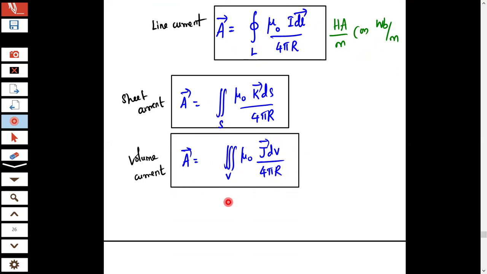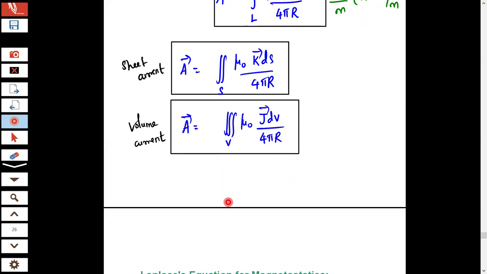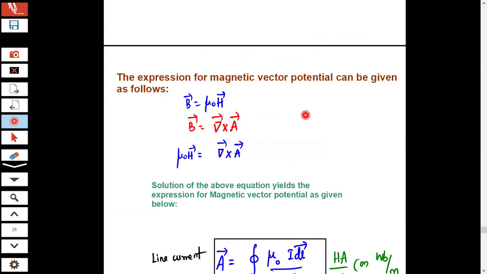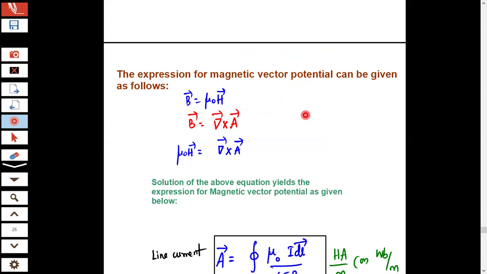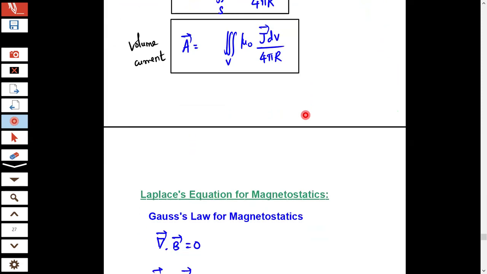So these are the definitions for scalar and vector magnetic potentials, where scalar magnetic potential is true or valid only if current density is zero, whereas this vector magnetic potential can be defined where current density can be zero or non-zero both.